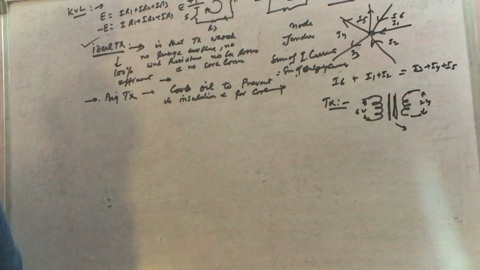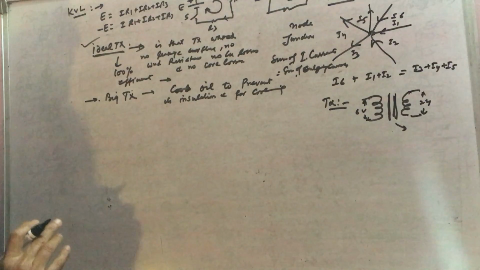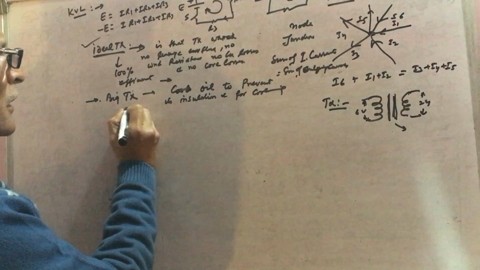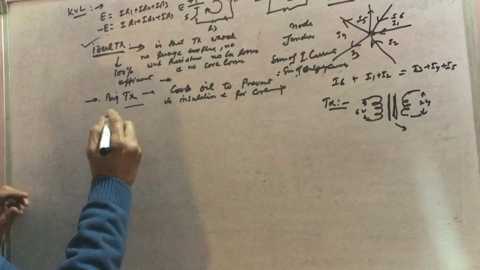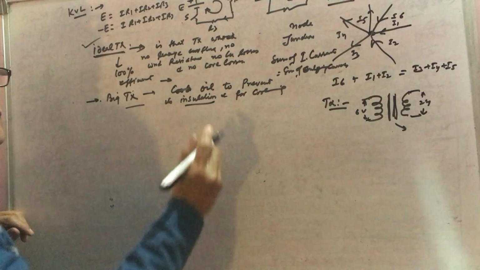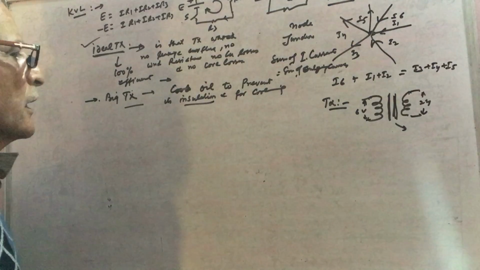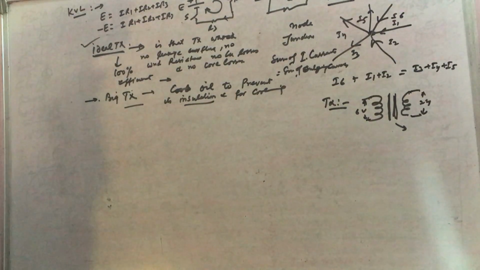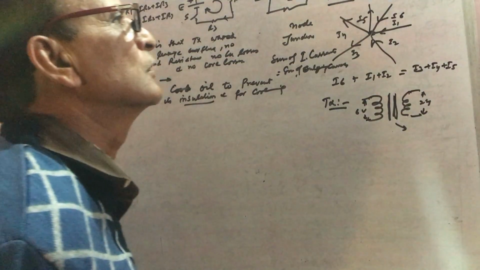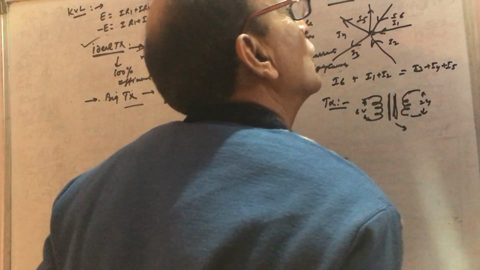In some systems we have very big transformers. They are kept in oil so that their insulation remains intact, and also the oil will cool the winding of the transformer when it gets heated when current passes through it.